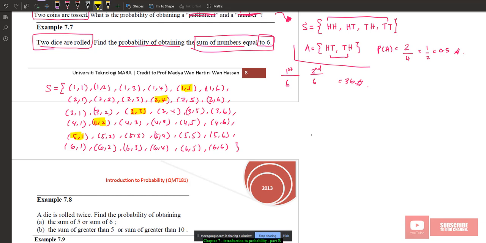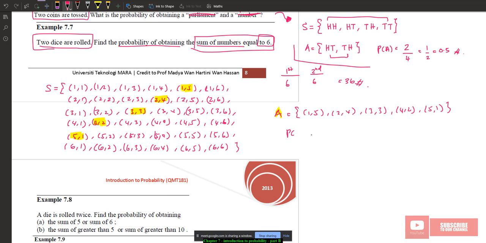5, 1, 2, 2, 4, 3, 3, 4, 2, 5, 1. How many are there? 5, right? So event A should have 1, 5, and then this one 2, 4, 3, 3, 4, 2, and the last one is 5, 1.